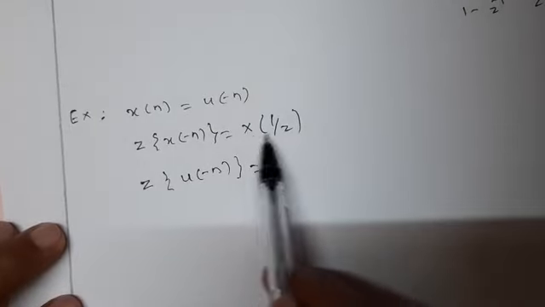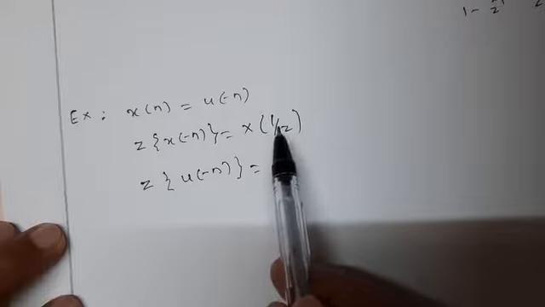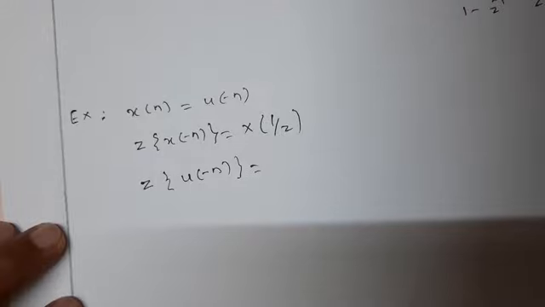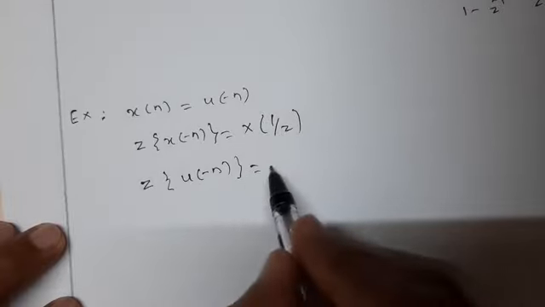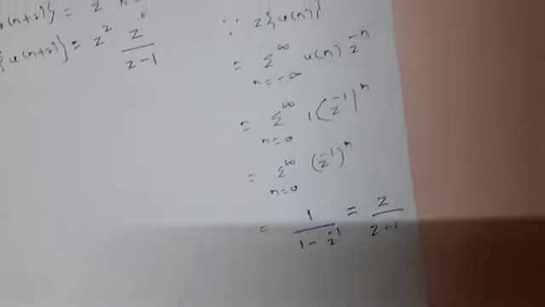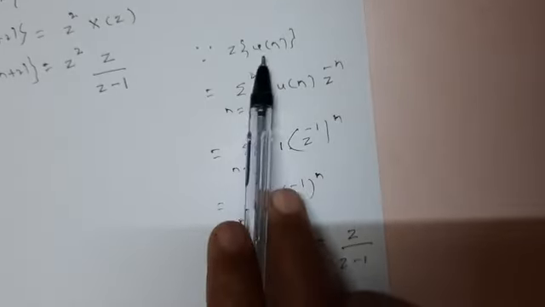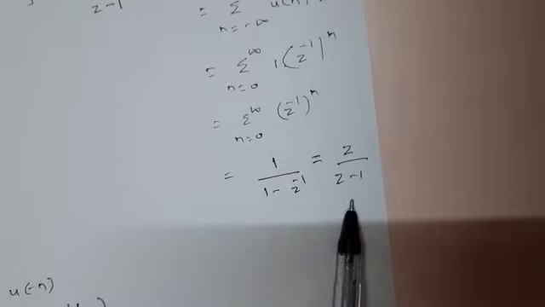So what is this X of 1 by z telling? It is telling that in X of z, replace z by 1 by z. That's it. Okay, you know that Z transform of u of n is z divided by z minus 1.